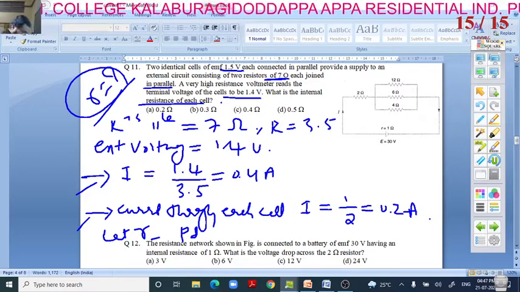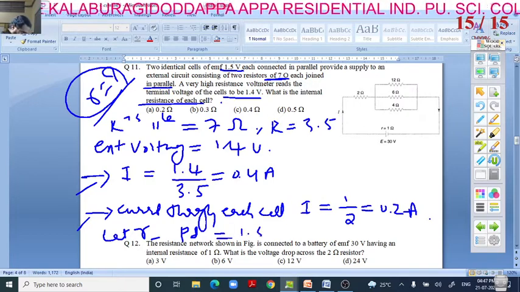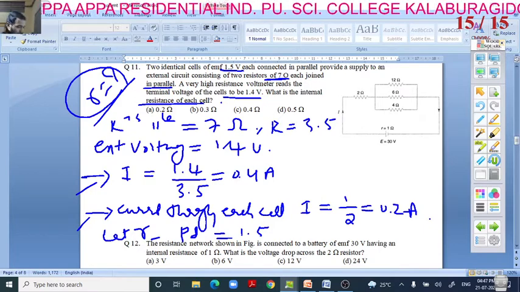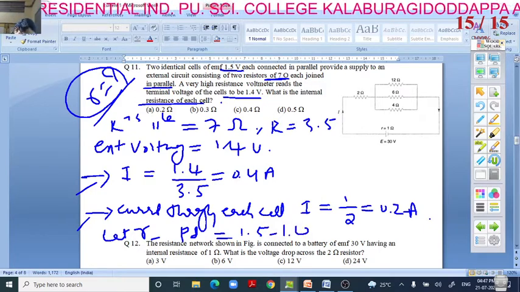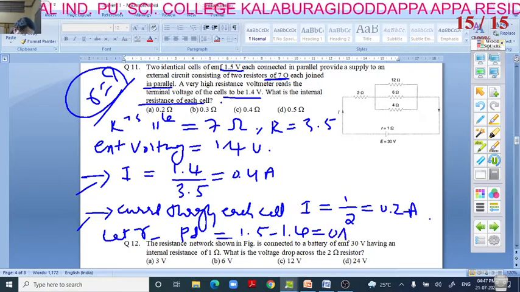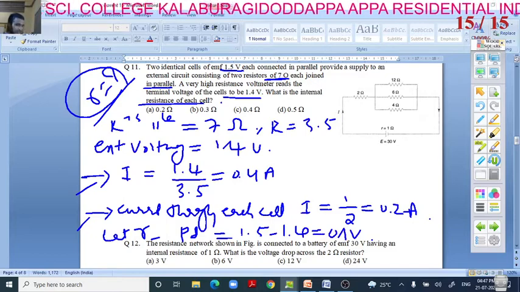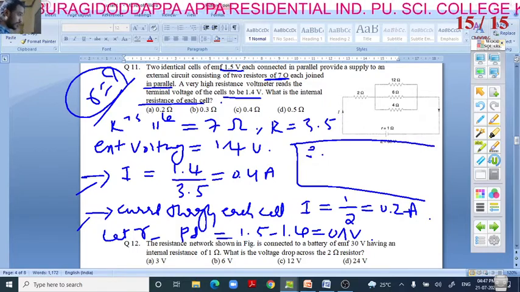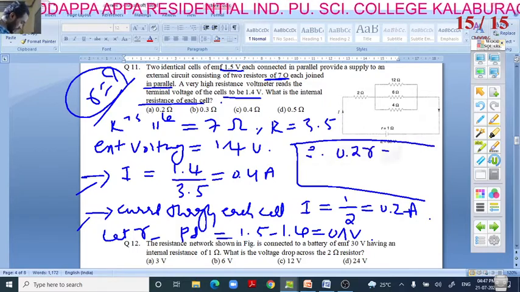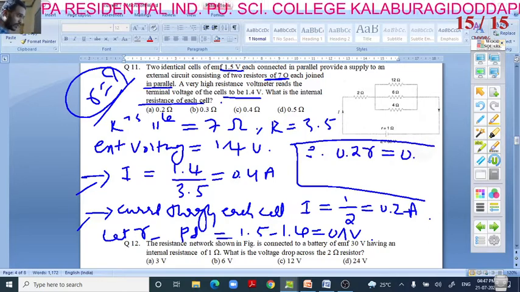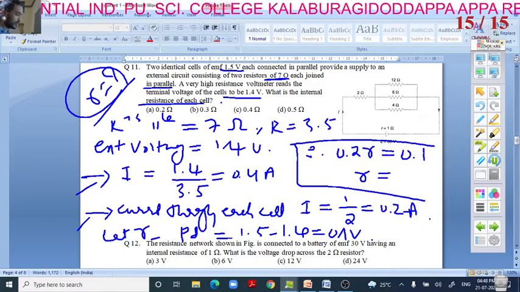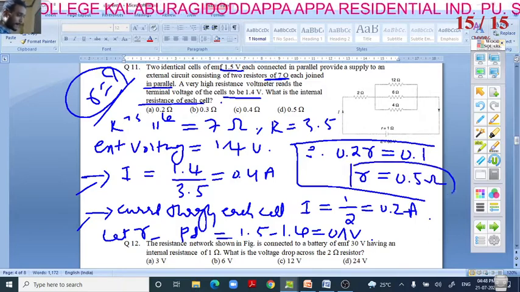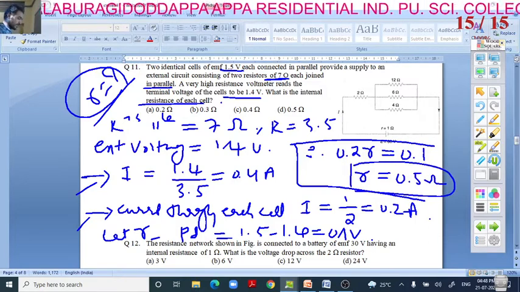Potential difference across R is 1.5 minus 1.4. What is the difference? 0.1 volt is the difference. Therefore, 0.2 R is equal to 0.1. So R is equal to 0.5 ohm, right?